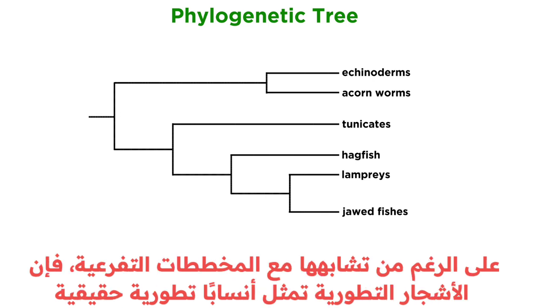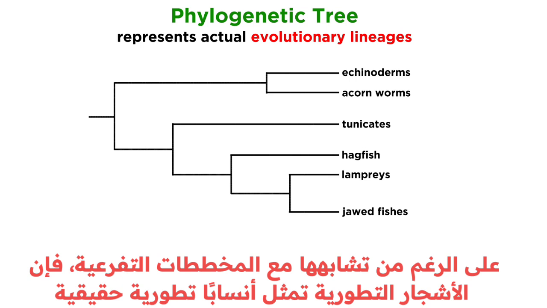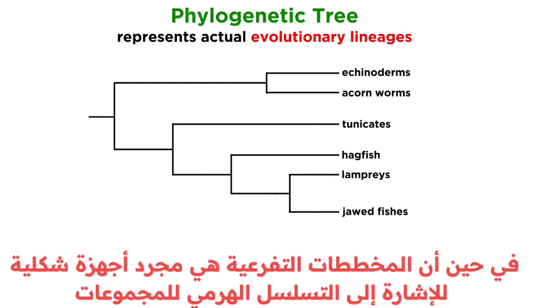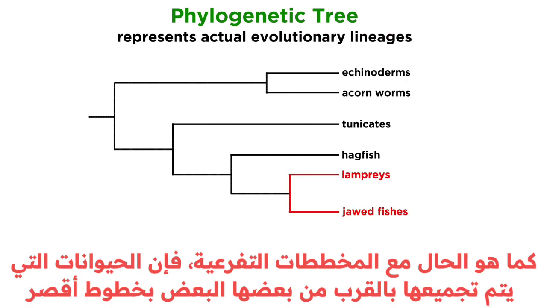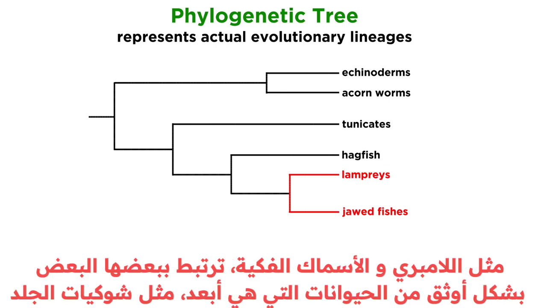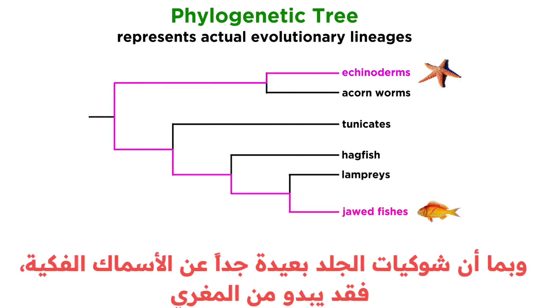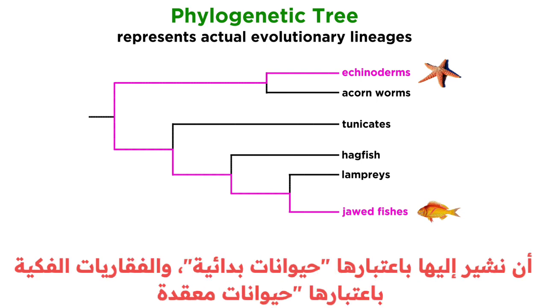Though they are similar to cladograms, phylogenetic trees represent real evolutionary lineages, while cladograms are merely formal devices for indicating the hierarchy of clades. Like cladograms, animals that are grouped close together with shorter lines, like lampreys and jawed fishes, are more closely related to each other than to animals that are further away, like the echinoderms. Since the echinoderms are so far away from the jawed fishes, it may seem tempting to refer to them as primitive animals, and the jawed vertebrates as complex animals.